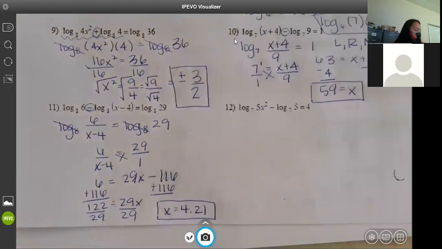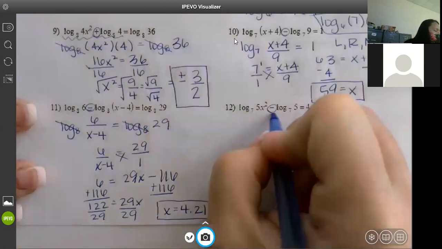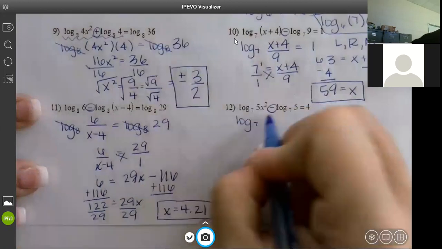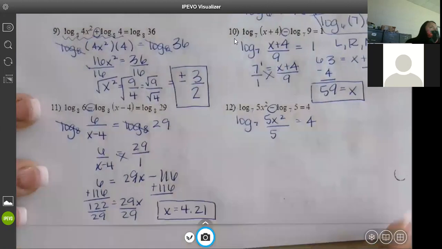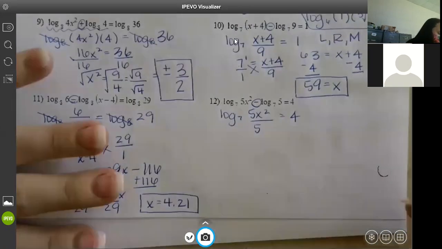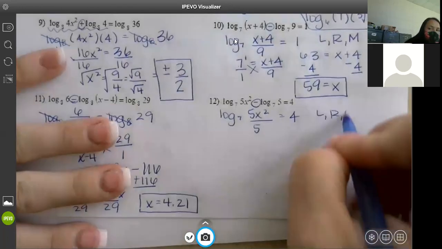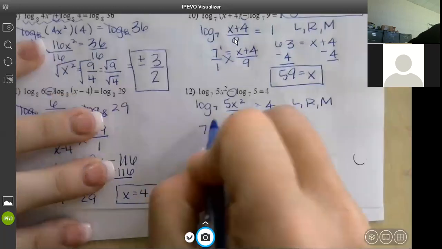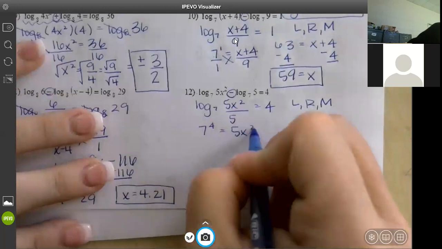Last one. There's no numbers in front, but there is a minus. So to put it together, 5x squared is going to go on the top, 5 is going to go on the bottom, set equal to 4. How do I work this one? Left, right, middle. There's only one log, so I need to do left, right, middle. Your left is 7. Your right is 4. Your middle is 5x squared over 5.